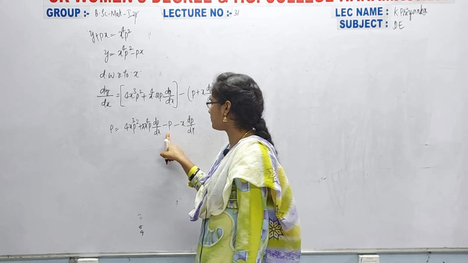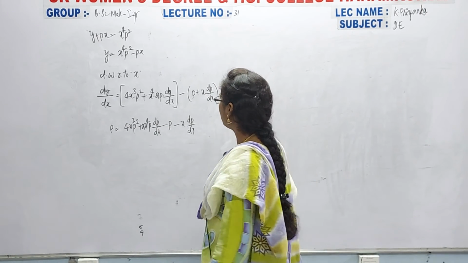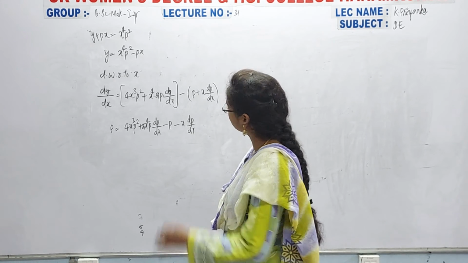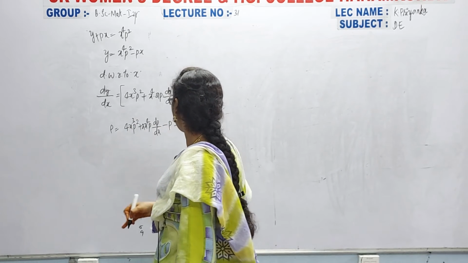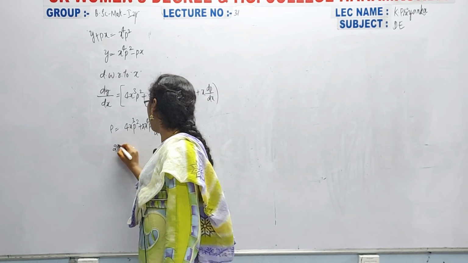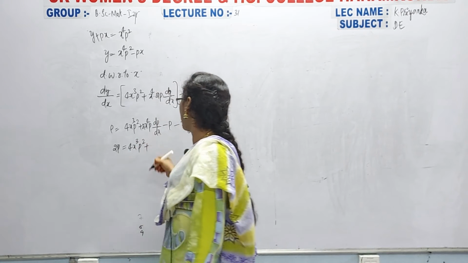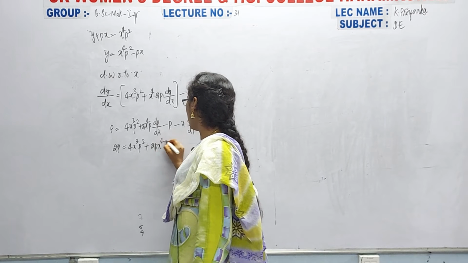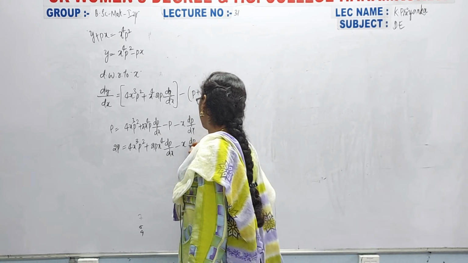Now I am taking this value to this side, then what we get: 2p equal to 4x cube p square plus 2p x power 4 dp by dx minus x into dp by dx.